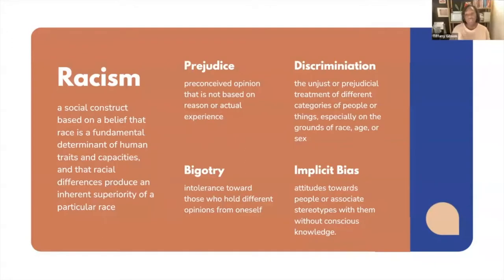Implicit bias can also lead to microaggressions, where unbeknownst to the person who is performing the microaggression, they are offending the person who is deemed to be different by asking questions that may be very disrespectful. Another term that I would like to bring up is reverse racism. There isn't such a thing as reverse racism by going off of this particular definition of what racism is. Because if racism is a fundamental determinant of human traits and capacities, making one race inferior than another, then in situations where there may be discrimination or stereotype or prejudice, reverse racism did not occur.